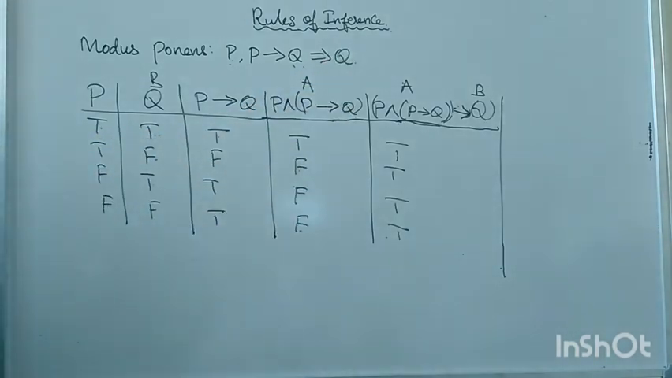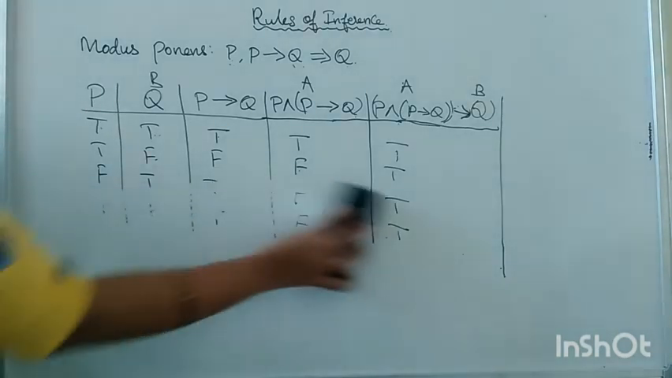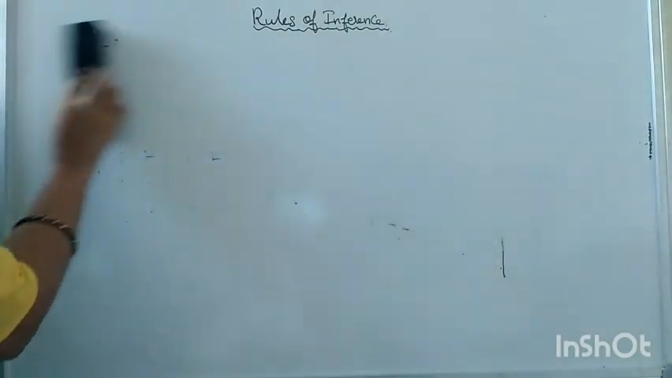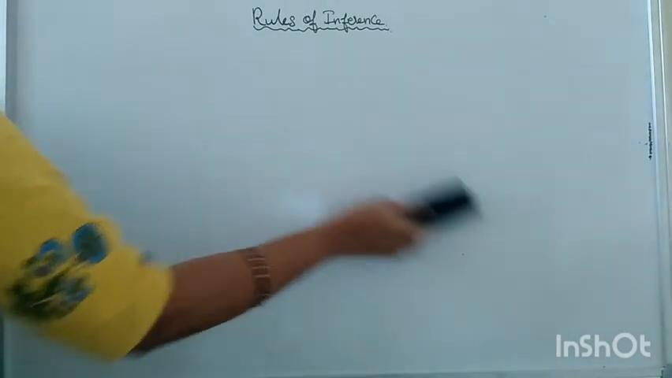So let's see one more example for the rules of inference. Then you can easily understand it.